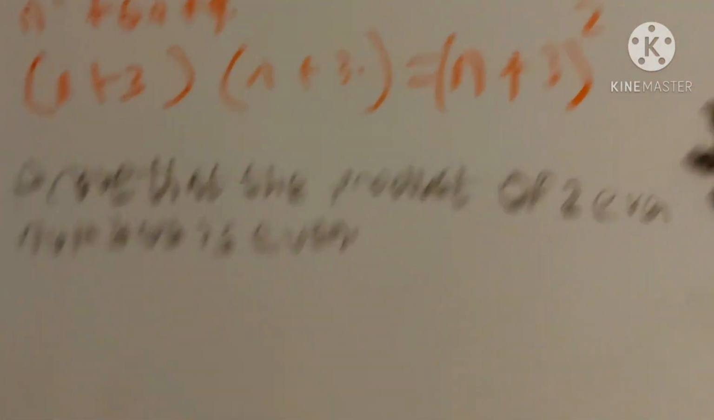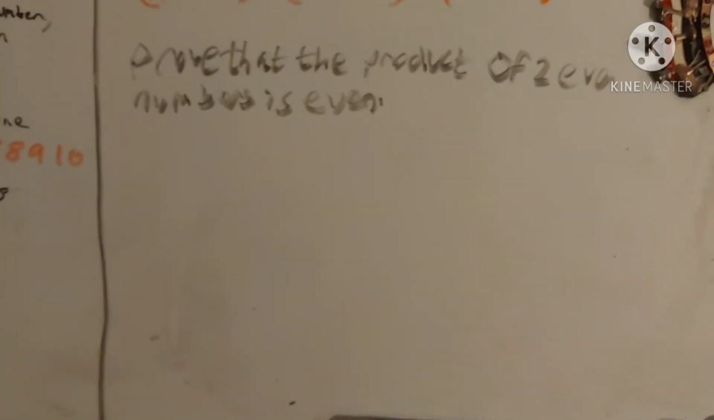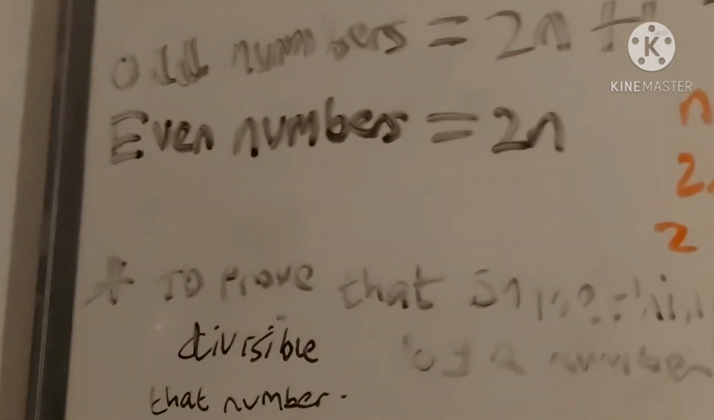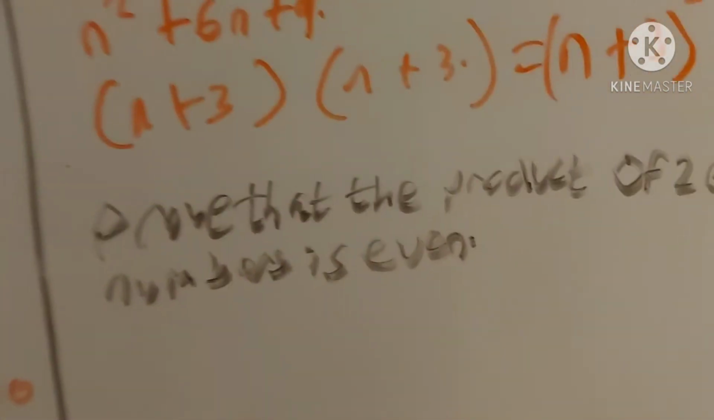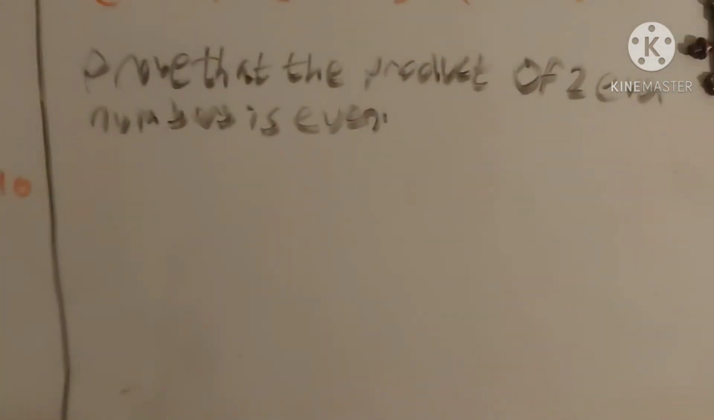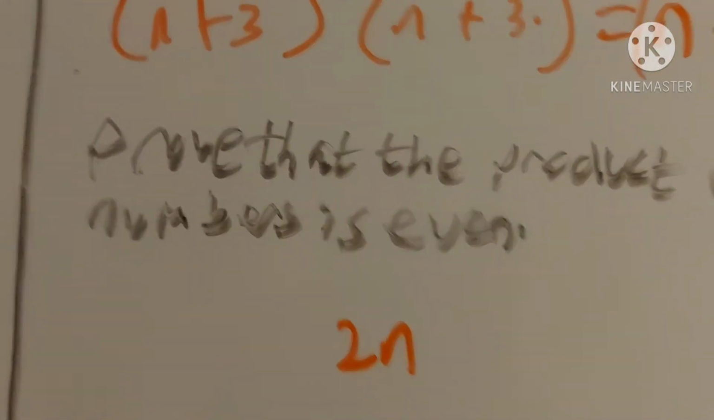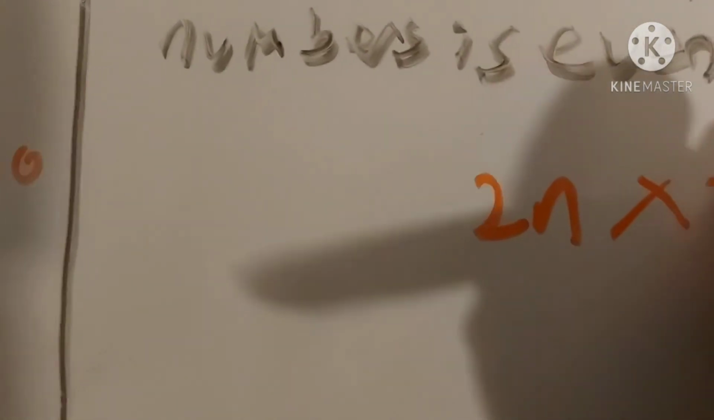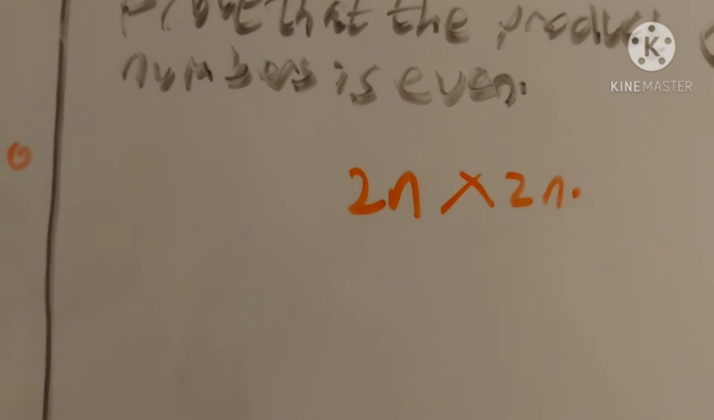Okay? Now, the second one. Prove that the product of 2 even numbers is even. Well, what do we know about an even number? We know an even number is 2n. Always. This never changes. Think of your own puns for that one. So, the product of 2 even numbers is just the same as saying 2n times 2n, surely.